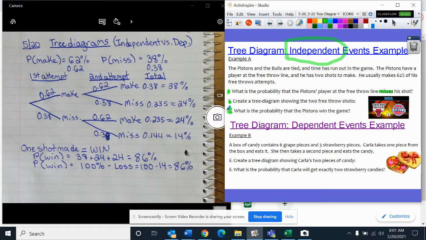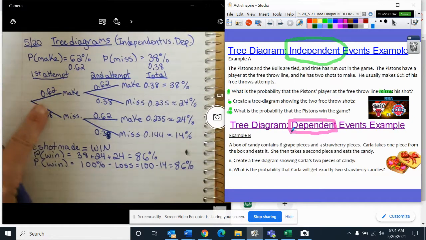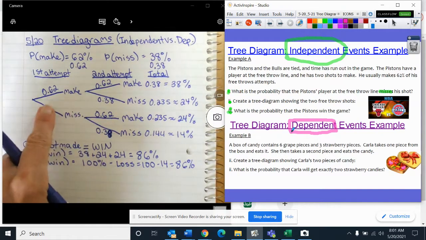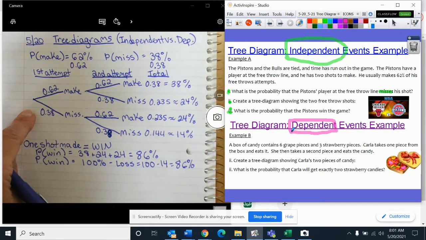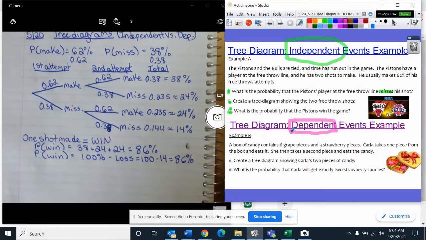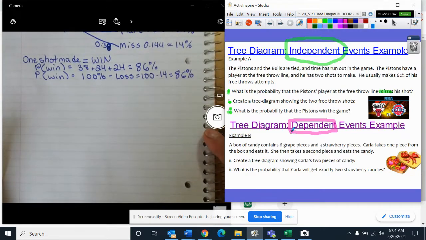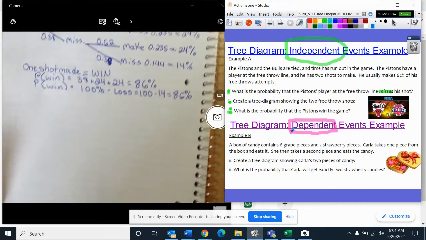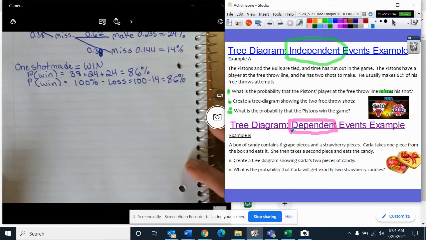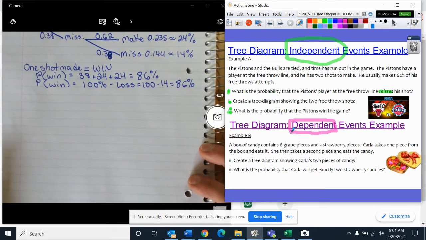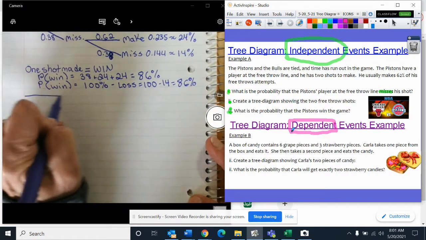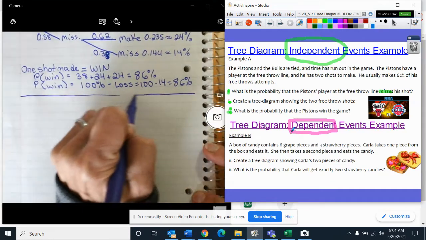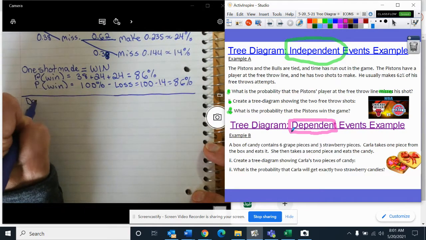But now let's look at a dependent scenario. In a dependent scenario, the probabilities change according to what happens to begin with. So let's look at this example. Notice that we've got a box of candy.